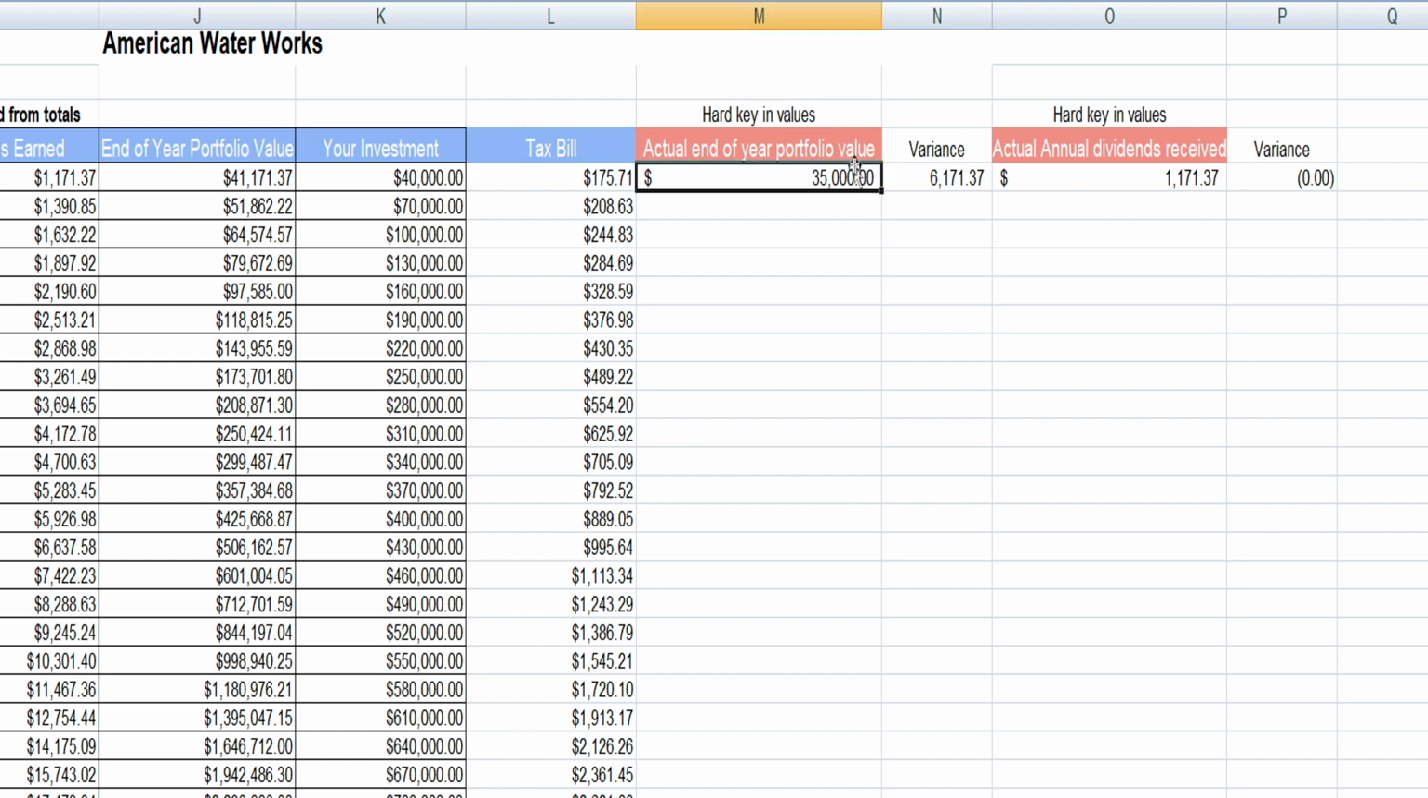So for example, if at the end of the year your actual portfolio was really worth $35,000, but your forecast shows $41,000, it means your forecast is overstating the growth of your portfolio. So the smaller this variance number is, the more accurate your forecast is to analyze the future growth of your investments.